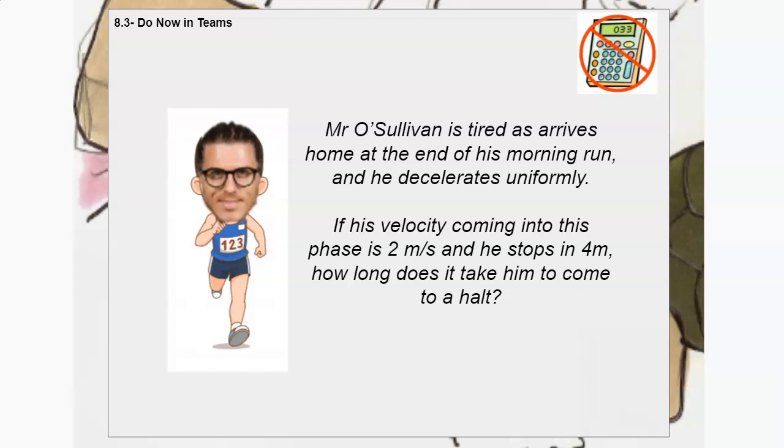Mr. O'Sullivan is arriving home. He decelerates uniformly, so with constant acceleration, and we know that his velocity as he enters this phase, so before he's slowing down, is 2 meters per second, and we know it takes him 4 meters to stop. The question is, how long does it take him to come to a halt? Pause the video, have a think, and start it again when you're ready to discuss.